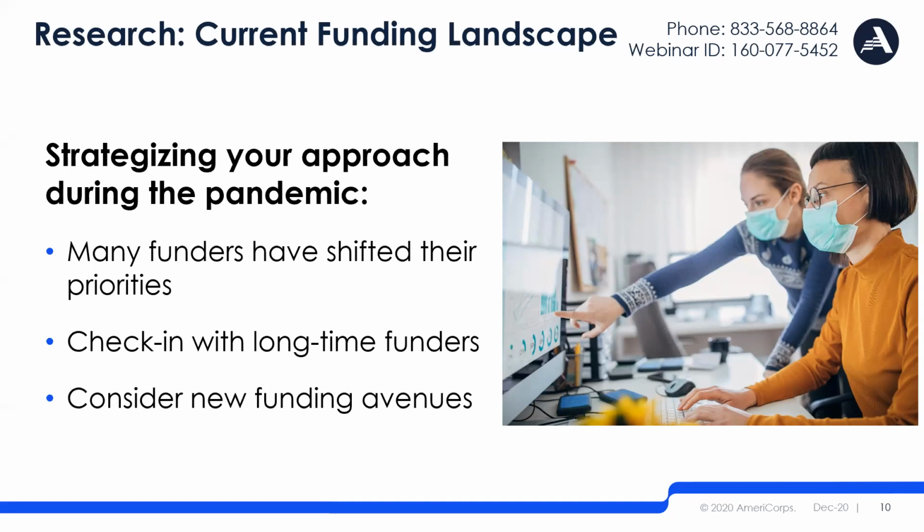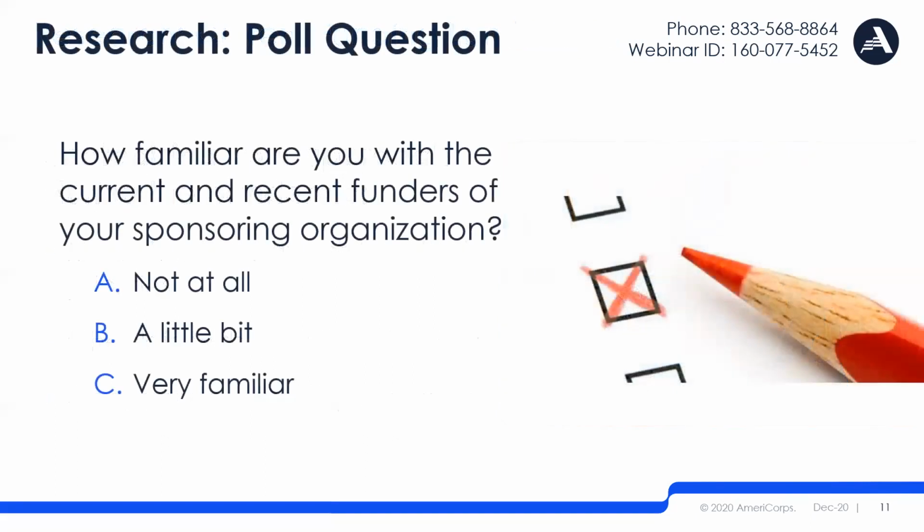So conducting deep research and having a very clear strategy can open doors that might otherwise be closed in the current funding environment. So it's more important than ever to understand the priorities of funders as well as the priorities in your organization. Yay, we have a poll coming up.